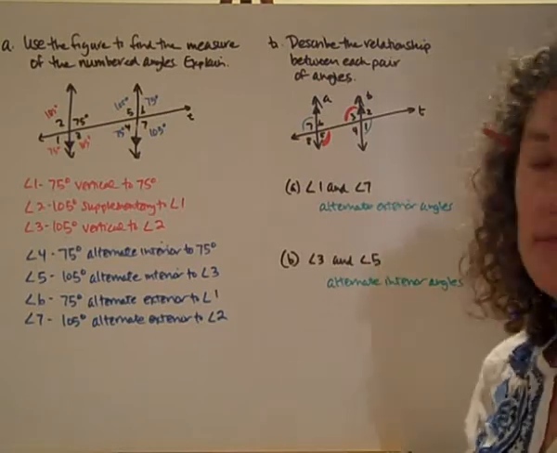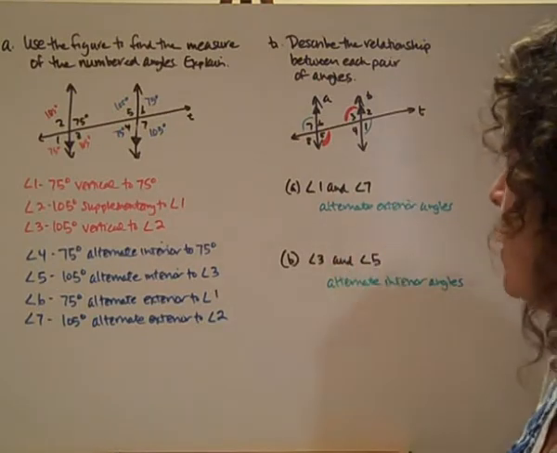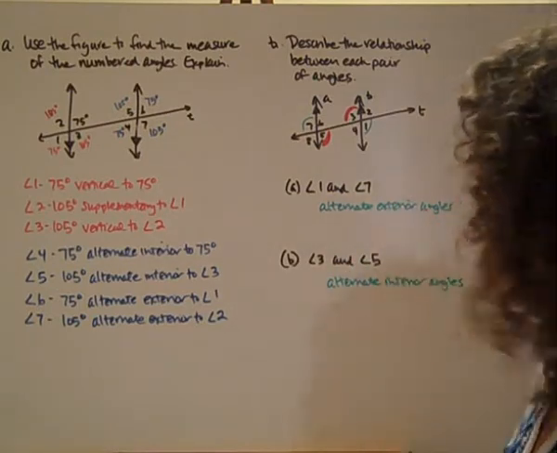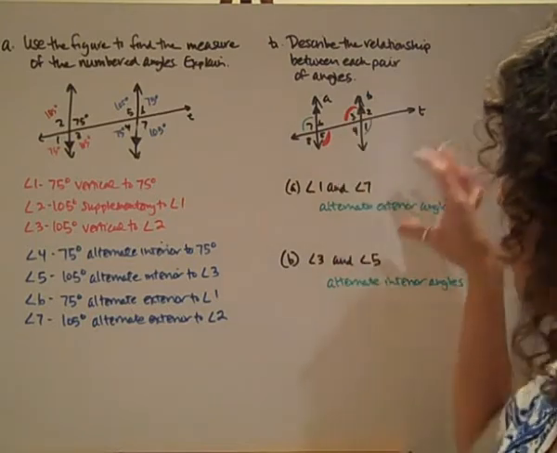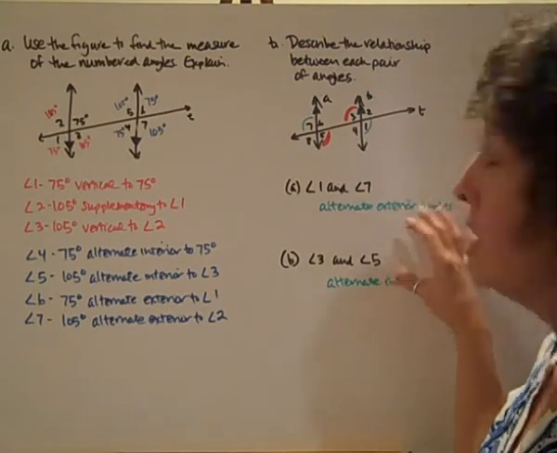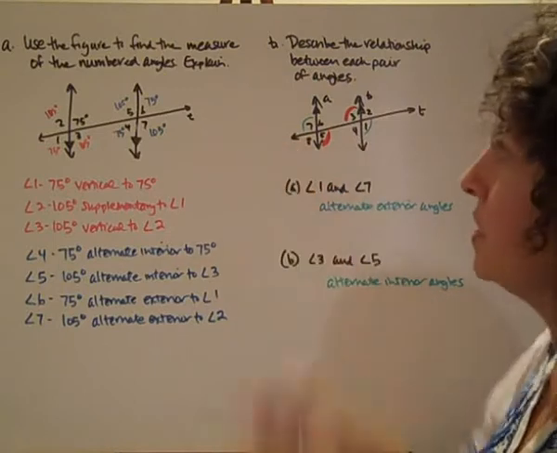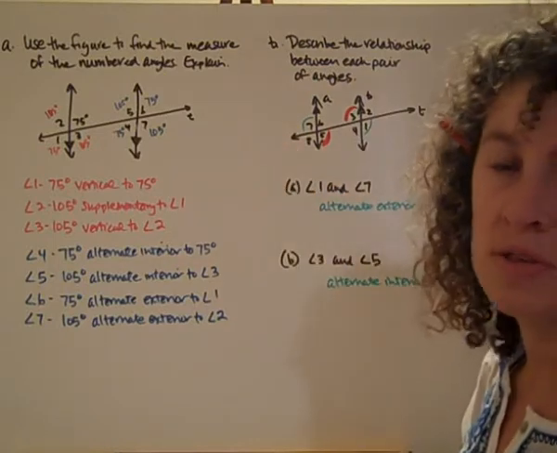But they didn't ask us about 7 and 5. They asked us about this pair and this pair. And then we've got alternate exterior and alternate interior. So we have added some more pairs of angles to our bag of tricks to help us figure out measures of angles that we haven't specifically been told.